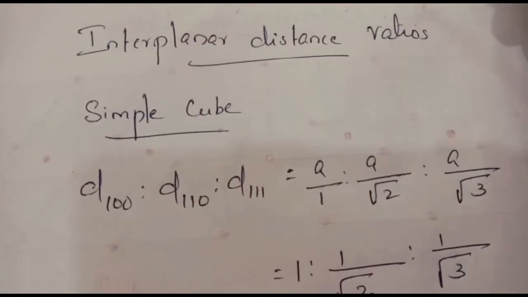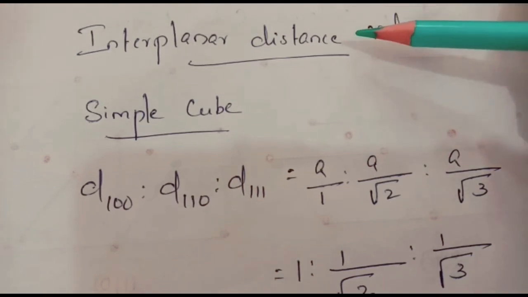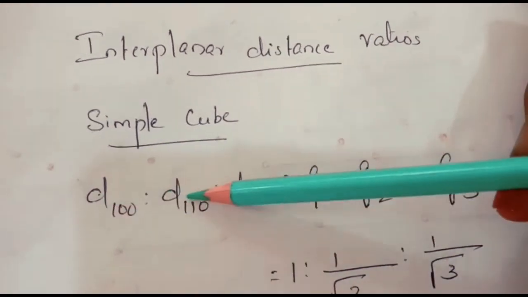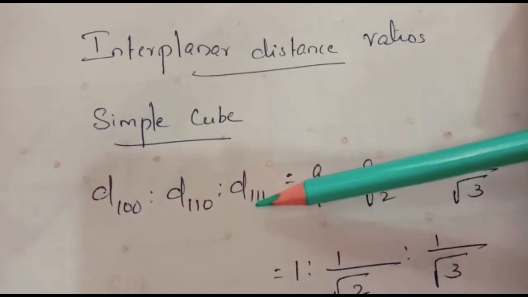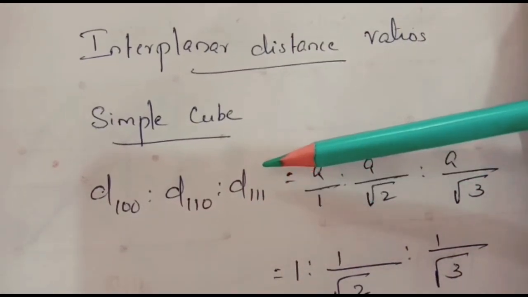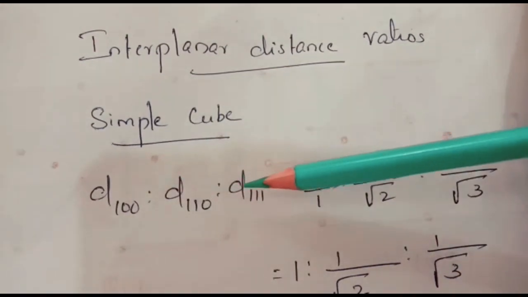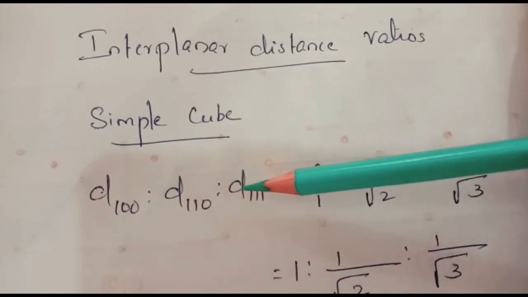Now we will study interplanar distance ratio. This ratio is used in X-ray crystallography for the determination of crystal structures. So for simple cube, body centered cube and face centered cube, this ratio of lattice planes will be different. So using that ratio we can determine the structure of a crystal. So first is simple cube. So three crystal planes we have taken. D100 is to D110 is to D111.